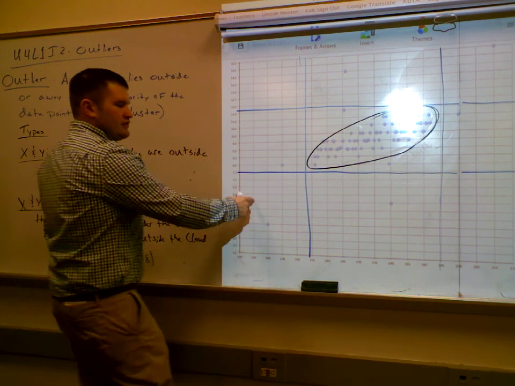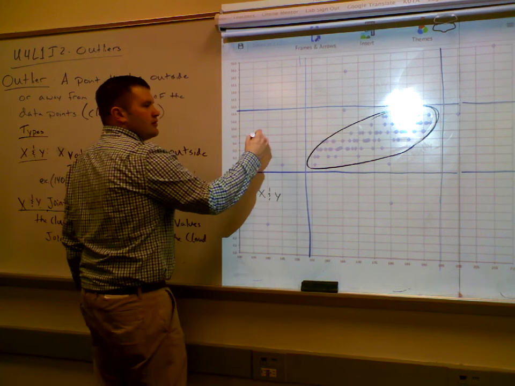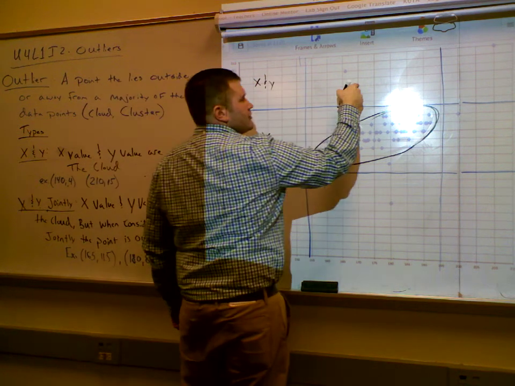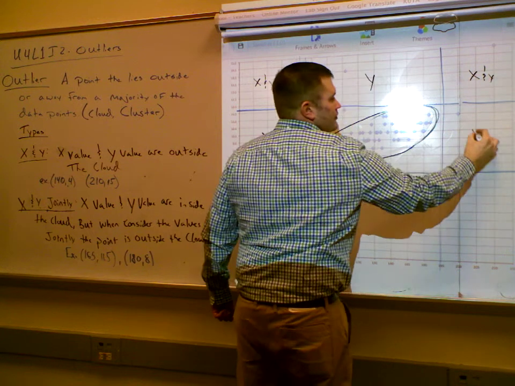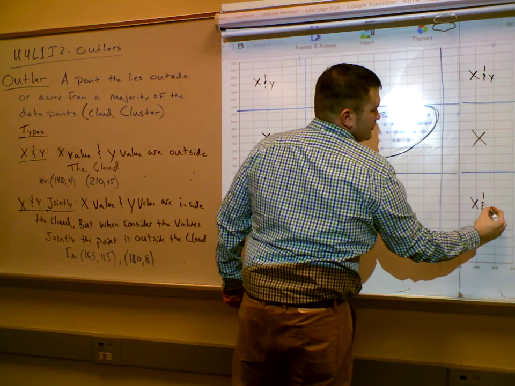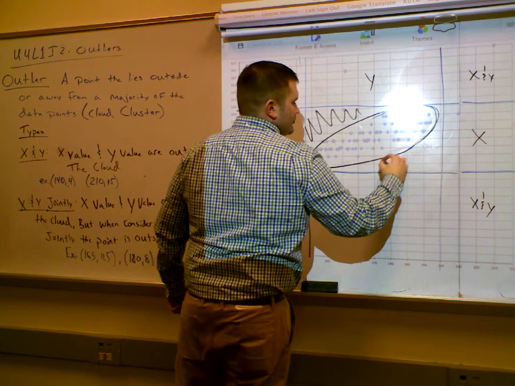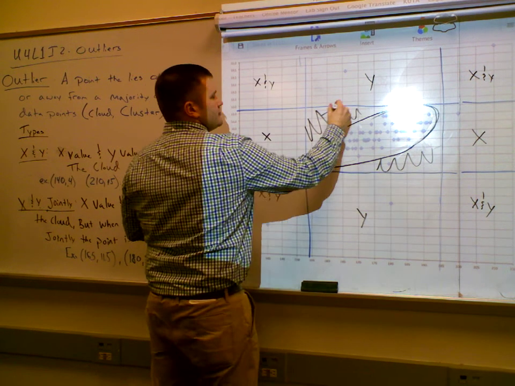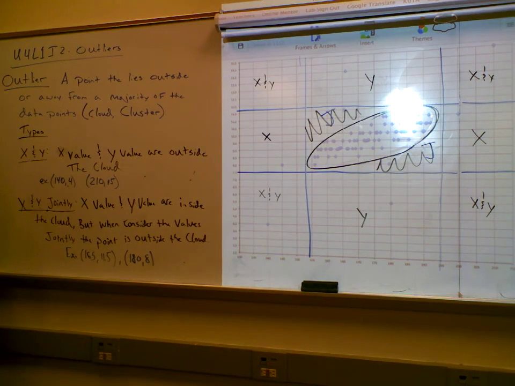Now what I've created is a map for where the outliers exist. Who lives here? X and Y. What about here? X only. What about here? X and Y. What about here? Y only. What about here? Y. Then inside here, jointly. Those are our jointly considered outliers. Does that make sense? Are there any questions?